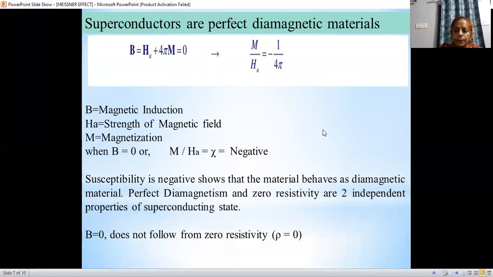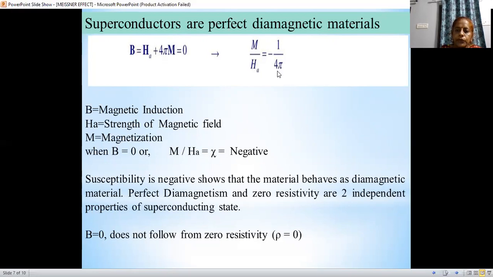Now we will show that because of this Meissner effect, superconductors are perfect diamagnetic materials. We know that the relation between magnetic induction and magnetization is B equal to HA plus 4 pi M. Here B is the magnetic induction, HA is the strength of the magnetic field, and M is the magnetization. But we have shown from the Meissner effect that B will be 0. So substituting B to be 0, I get the ratio M by HA equal to minus 1 upon 4 pi.